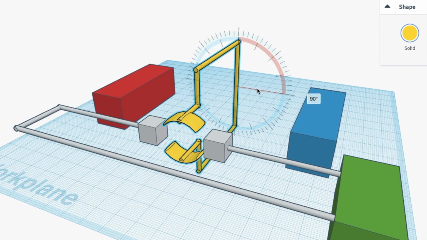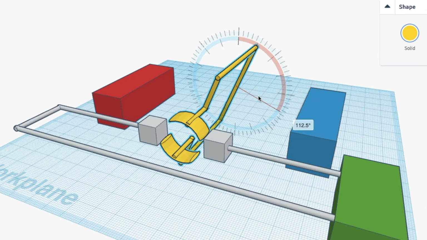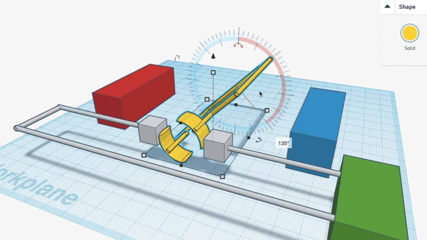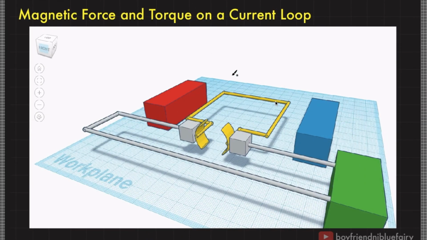The figure shows a rectangular loop of wire being sandwiched by a portion of magnet. So to understand the magnetic force and torque on a current loop, consider this setup. This yellow conductor here is our rectangular loop of wire, and it is being sandwiched by these two blocks. These two blocks are actually a portion of a magnet, so you can visualize this as a portion of a U-shaped magnet like this.